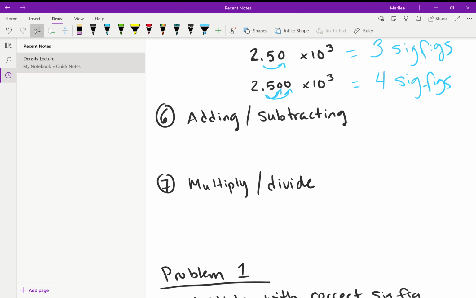Rule number 6, adding or subtracting sig figs. So when you're adding or subtracting, you use the least decimal point.